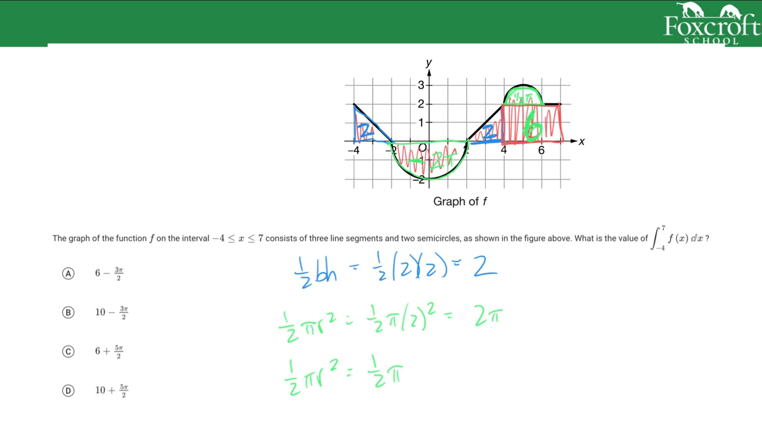All right, so now we add everything together. The whole number part is 10. And the pi part is we're going to take negative 2 pi and add 1/2 pi. That's negative 3 pi over 2. All right, so our final answer is B. D would be the answer you would get if you forgot that that semicircle below the x-axis was negative.